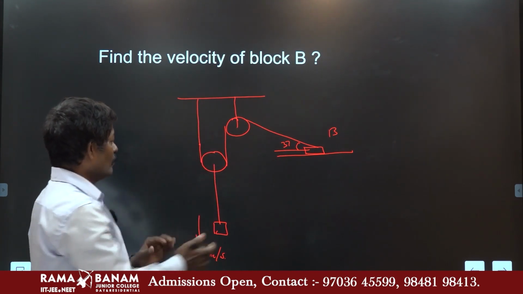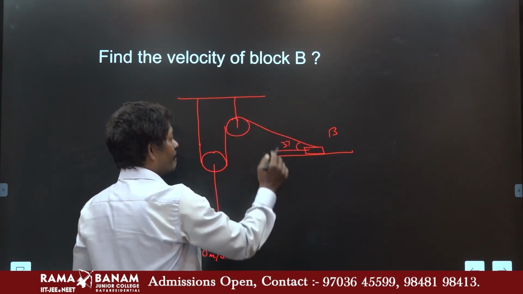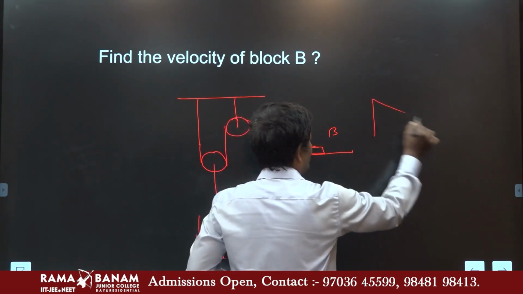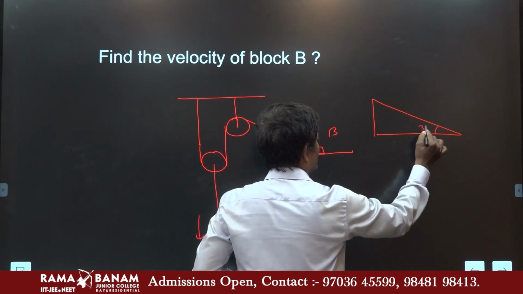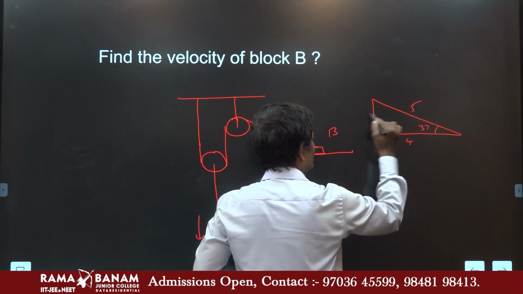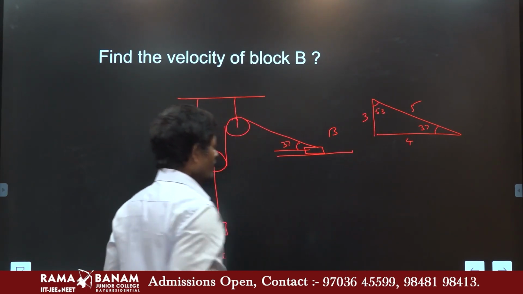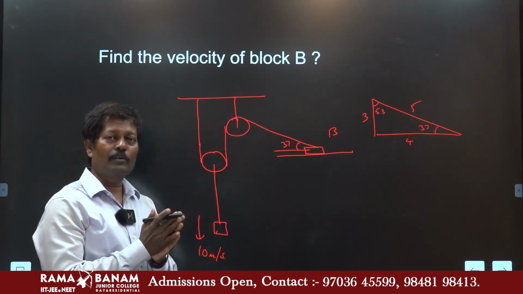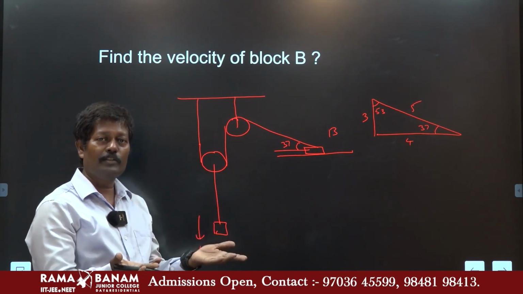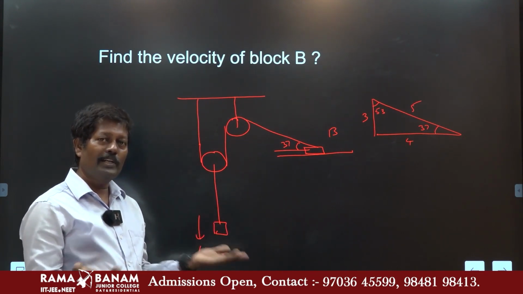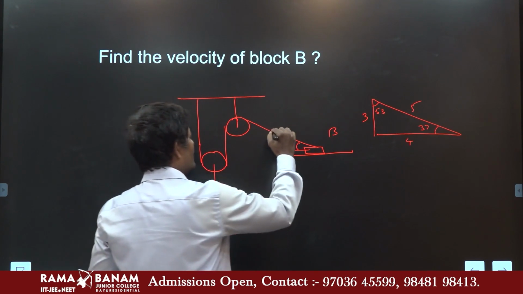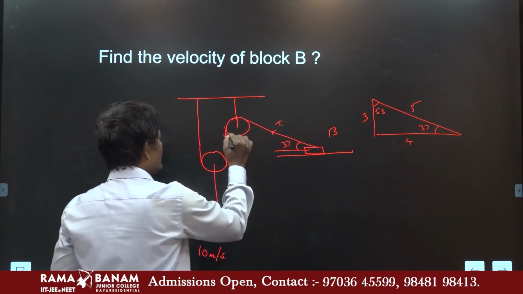In this, what is the velocity of block B? Now you know the standard triangle you have: 37, 4, 5, 3. This is a standard one, this is 53. Now again I will use the concept work done by internal force is 0. What is the internal force here? Only tension. So I will take tension T here.